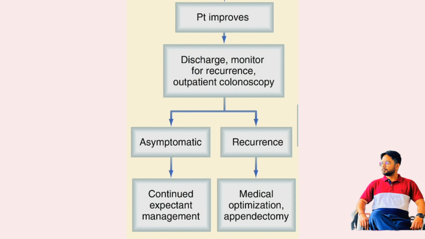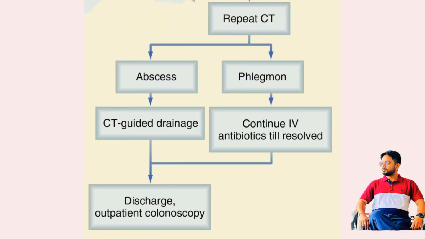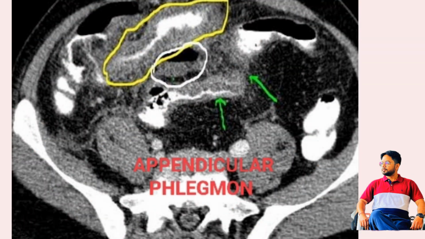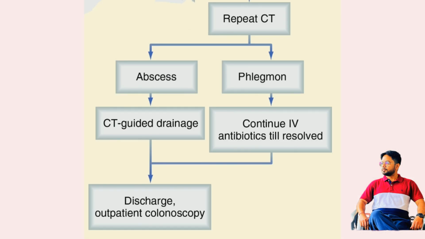With non-operative treatment, if the patient's condition worsens and the patient develops peritonitis or sepsis, then medical optimization and appendectomy should be done. If the condition of the patient remains the same or stable and there is no evidence of peritonitis, then the CT scan should be repeated. If we find an abscess, then CT-guided drainage might be tried. And if we find a phlegmon, then continue IV antibiotics until it resolves. After that, the patient should be discharged and outpatient colonoscopy is advised.